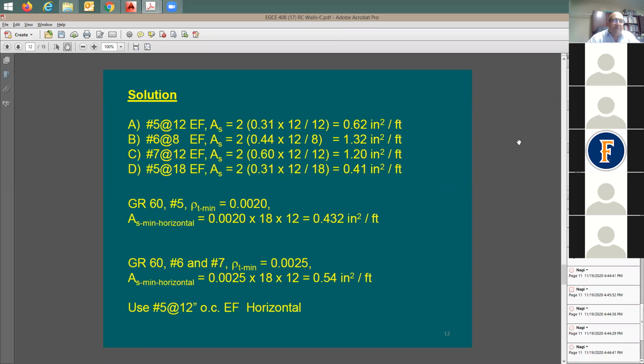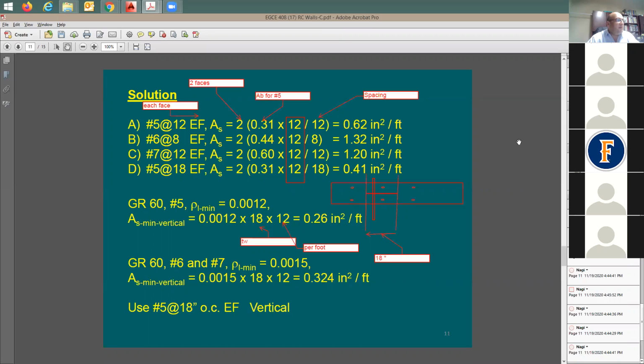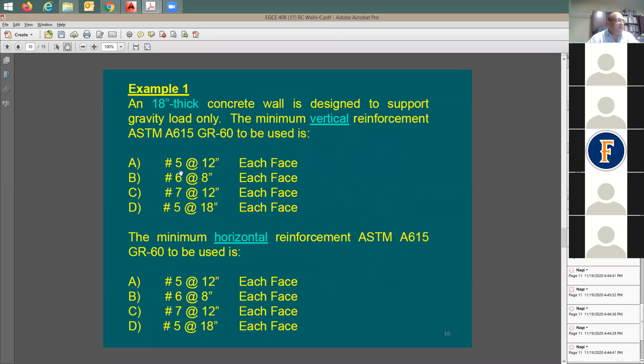How about the horizontal reinforcement? I'm going to say horizontal reinforcement. It seems that I have the same distribution because look at this. Same reinforcing program, number 5 at 12 each face, number 6 at 8, right? Number 7 at 12, number 5 at 18, exactly the same, right?